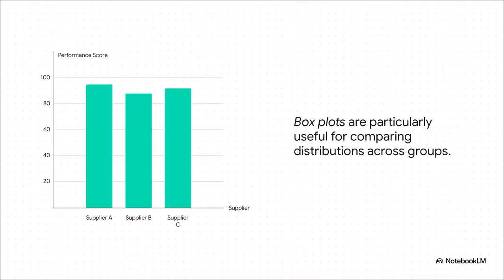So let's say you need to quickly compare the performance of 3 different suppliers. The box plot is a fantastic tool for this. Now, this visual just shows a simple median score, but a real box plot gives you so much more. It shows you the whole range at a glance, the highest value, the lowest, the middle, and how spread out everything is. It's perfect for seeing not just the average, but the consistency.